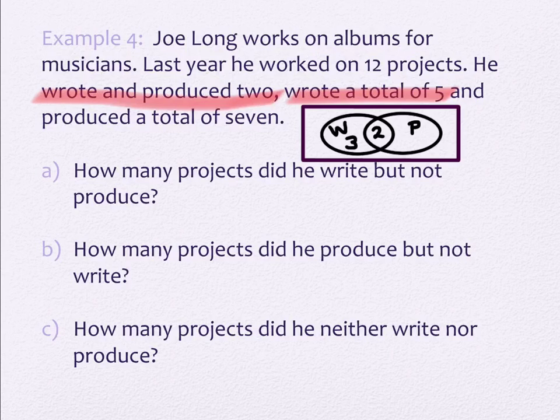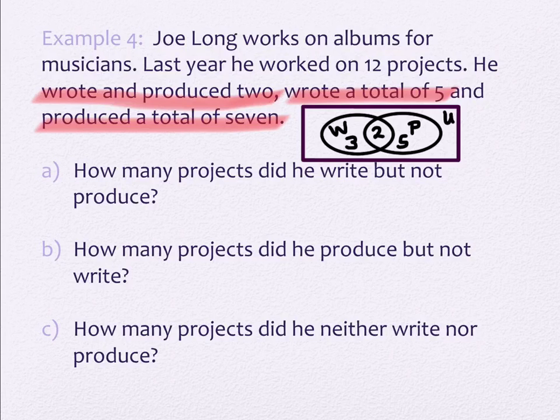We wrote 5. What's next? Produced a total of 7. So what number do I write and where? 5, and where the P region is right now. Okay, so 5 and the 2 in the middle make the total of 7. What else?